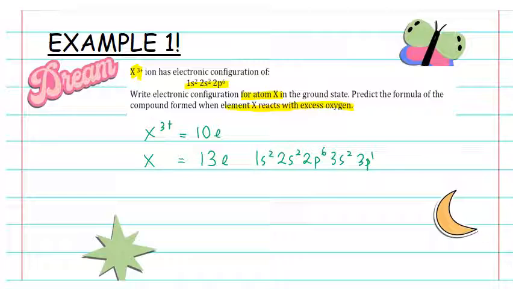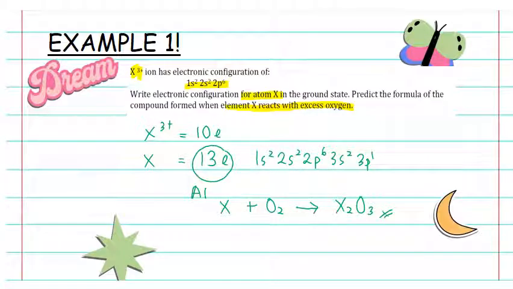Okay, predict the formula of the compound when element X reacts with excess oxygen. As you can see here, kalau kita ingat 13 elektron selalunya adalah aluminium. So X ni must be aluminium. So the reaction between X, which is metal, plus dengan oxygen in excess. So kita akan dapat apa? Bila metal react dengan oxygen in excess, akan dapat metal oxide. So kita akan dapat X2O3. Okay, so this is the compound formed bila elemen X react with excess oxygen.